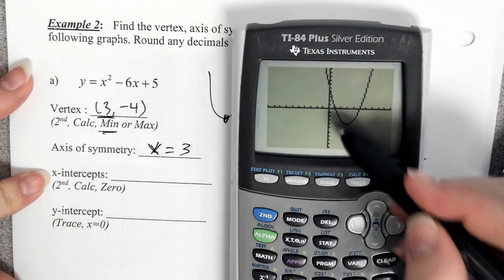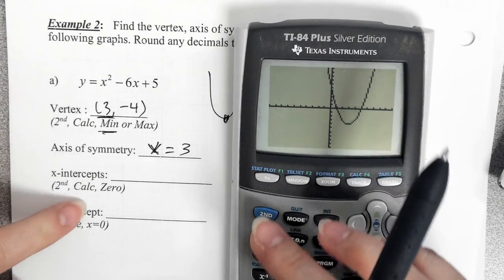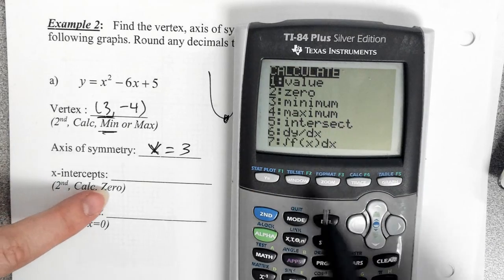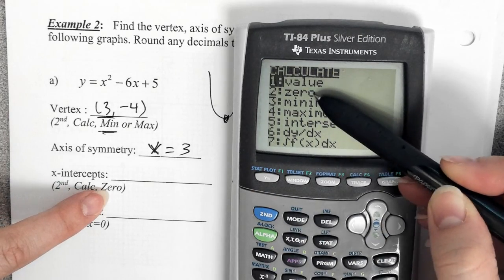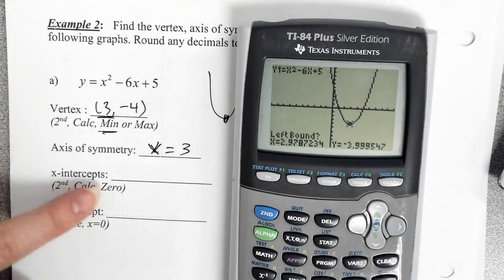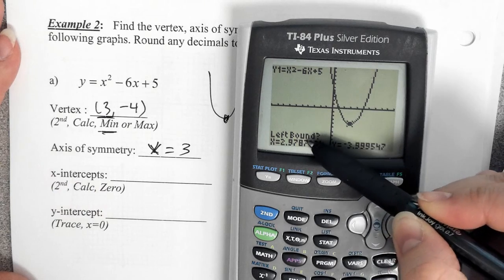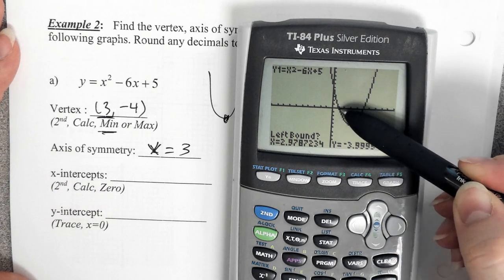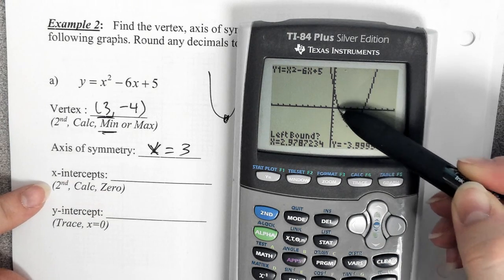X-intercepts, if I look back at my graph, there's 2 x-intercepts. I'm going to hit second calc, which is on the trace button. And instead of choosing minimum or maximum, I'm going to choose the 0 option. So select that option. Again, you're going to be asked the questions left bound and right bound. Here's the x-intercepts that you're trying to find.